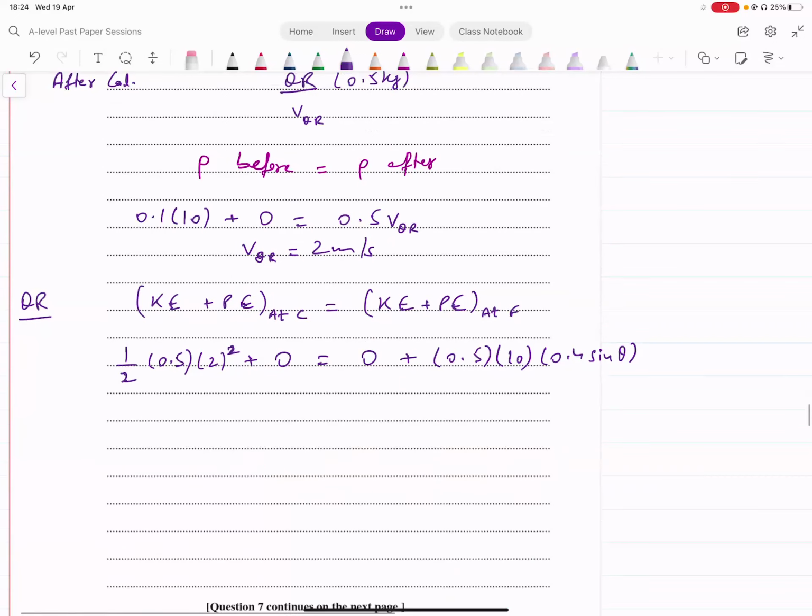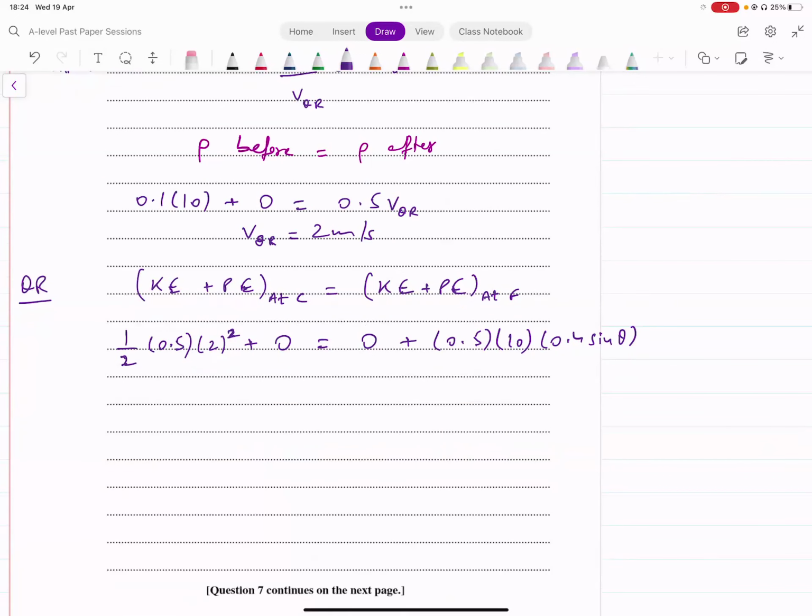यहाँ से आपके पास थीटा की वैल्यू आ जाएगी, ठीक है. Let's see what that turns out to be. 2 into 0.5 is 1 here. On the right side, you have 5 into 0.4 into sine theta. Let's see what this is. Sine theta equals 1 over 0.4.